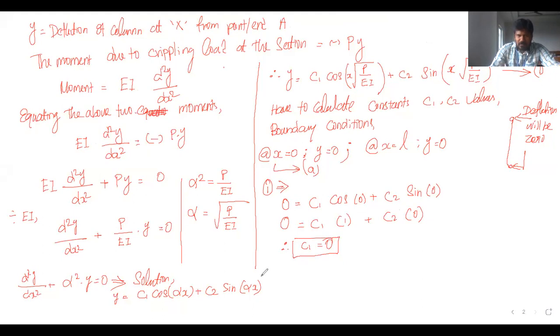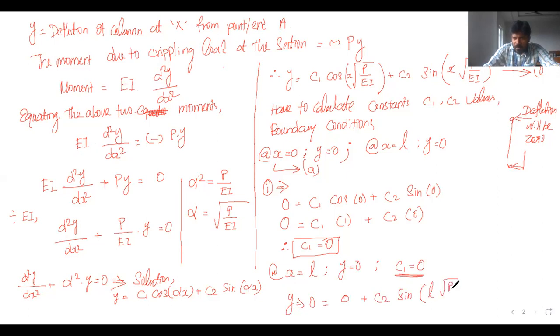Now next I have to substitute this value of C1 in my next boundary condition, that is at x equal to L, then y is equal to 0. Meanwhile, the C1 value I have calculated as 0, that we are going to substitute. So now y is equal to 0, the C1 value is also 0, plus C2 into sine, and instead of x, I am going to substitute L into root under P by EI.